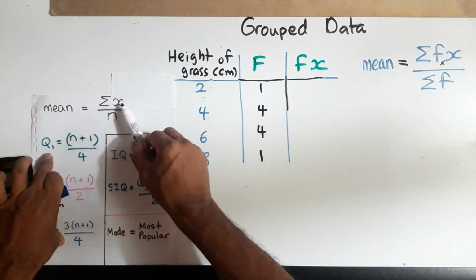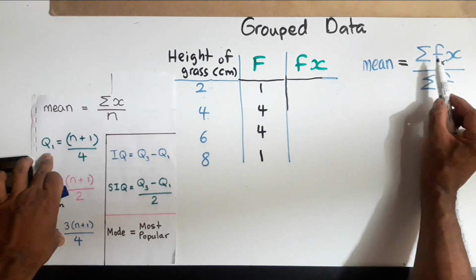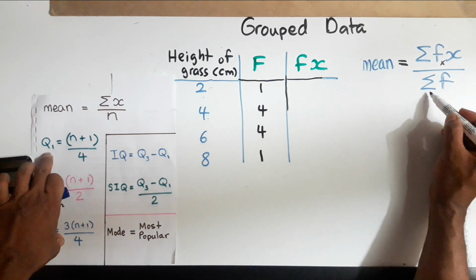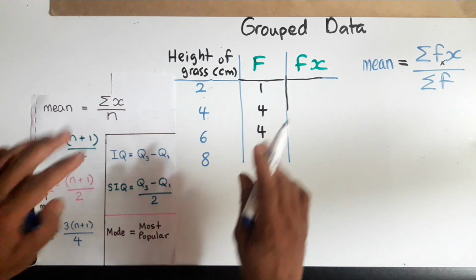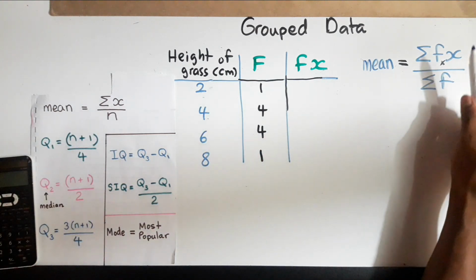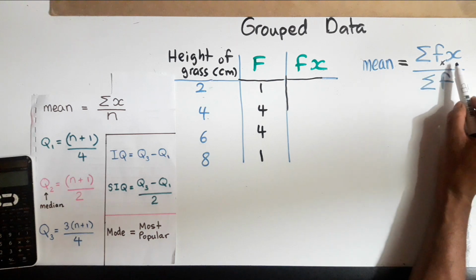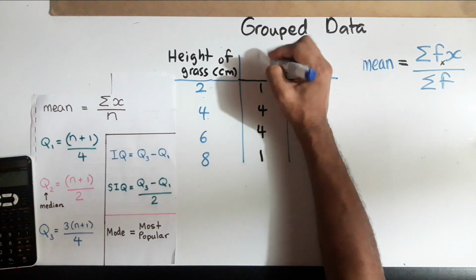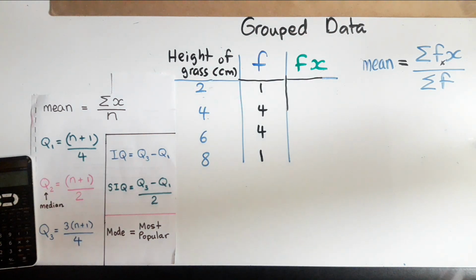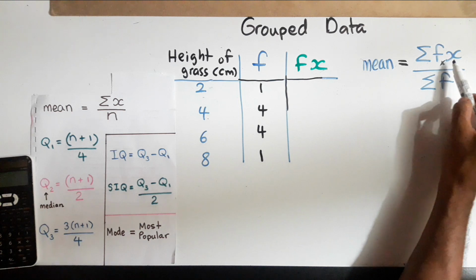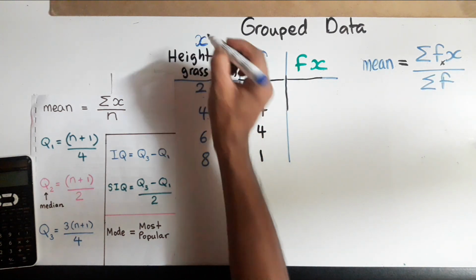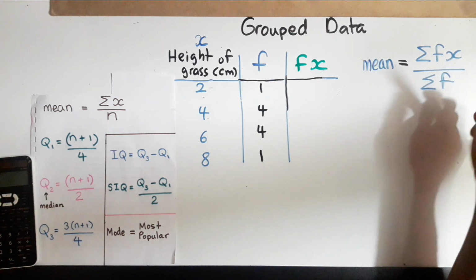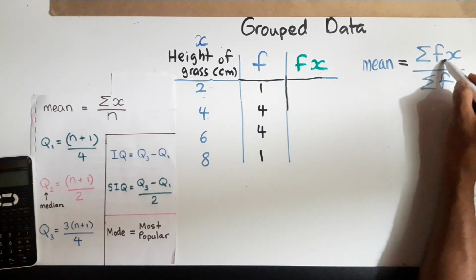It's no longer sigma x divided by n. It's sigma fx divided by sigma f. And remember, sigma just means to add up. So let me show you how to do this. Your formula has an x and an f. I think you figured out the f was frequency. So that's easy to understand. X is the item you are measuring, so we are measuring the height of grass. To find fx, remember the formula has a secret multiply here. So fx really means f multiplied by x.